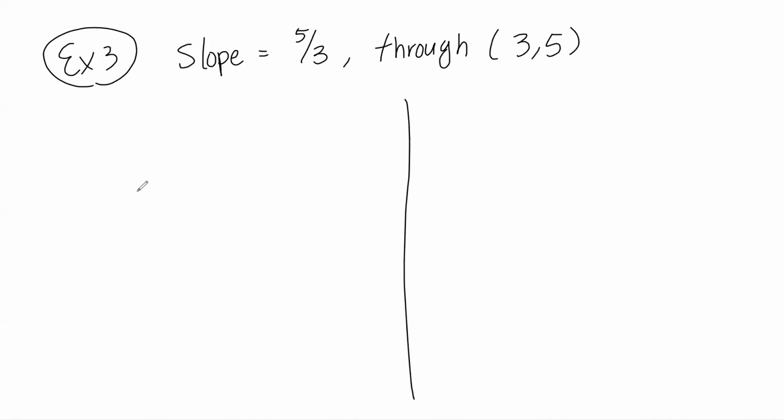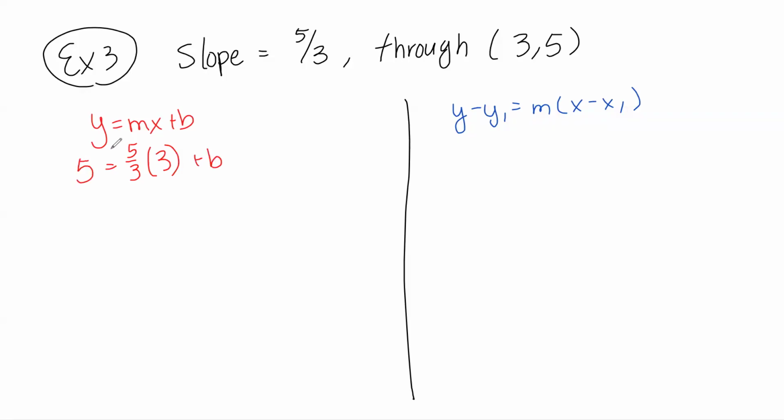Okay, again, 2 methods. You do not need to do it twice. Pick your favorite. This is slope intercept on the left. This is point slope on the right. Okay, I'm going to do the left first. Slope is always m. Our x value is 3. Our y value is 5, and we don't know the b. Solve. So I'm going to come to the side.